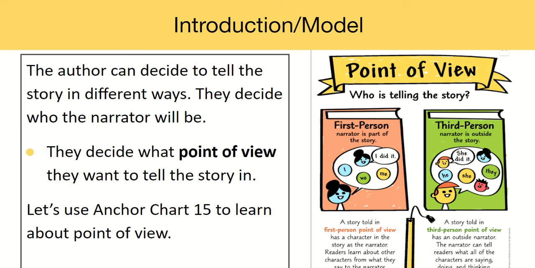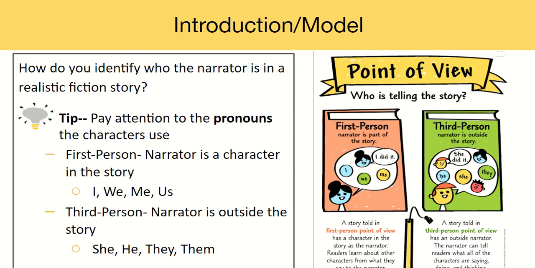Let's look at this anchor chart to learn about point of view. Point of view is who's telling the story. A story told in first-person point of view has a character in the story as the narrator. Readers learn about other characters from what they say to the narrator. Then there's third-person point of view. The narrator is outside of the story. A story told in third-person point of view has an outside narrator. The narrator can tell the readers all of what the characters are saying, doing, and thinking.